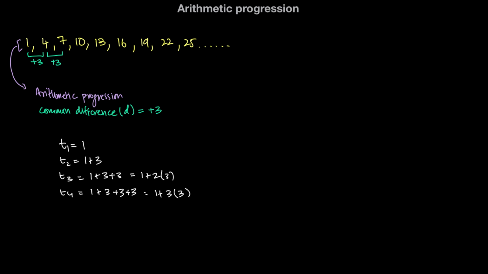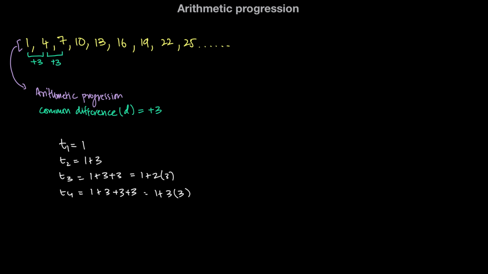So what we see over here is that, for example, if I want to find the fourth term of the sequence, I take the first term and I add the common difference 3 times. I add it once, I get the second. I add it twice, I get the third term. And I add it 3 times, I get the fourth term.